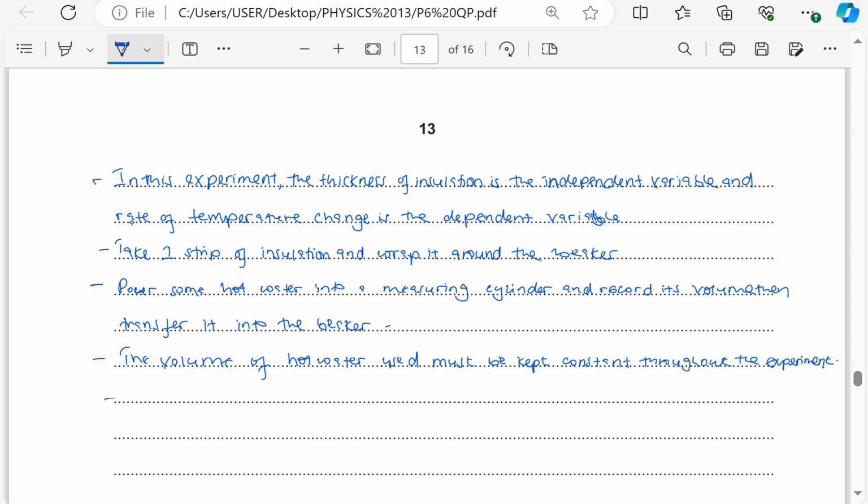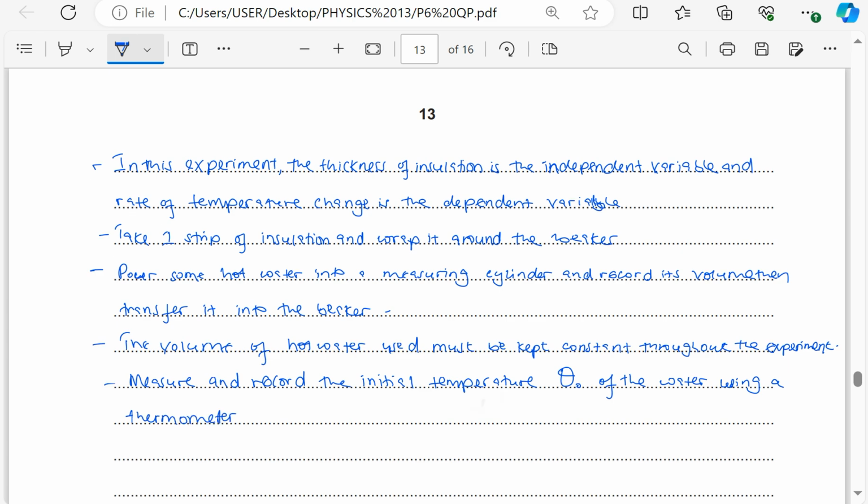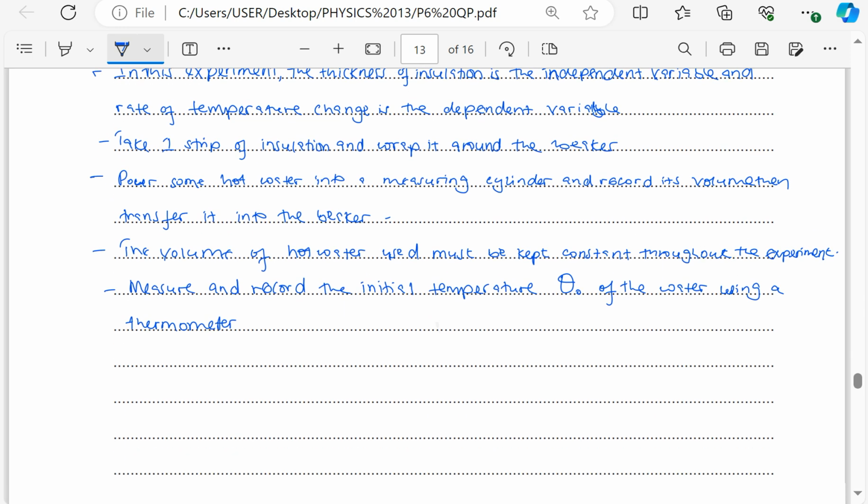Okay. Then the next thing we are going to measure and record the initial temperature, theta naught, of the water using the thermometer. Measure and record the initial temperature, theta naught, of the water using a thermometer.